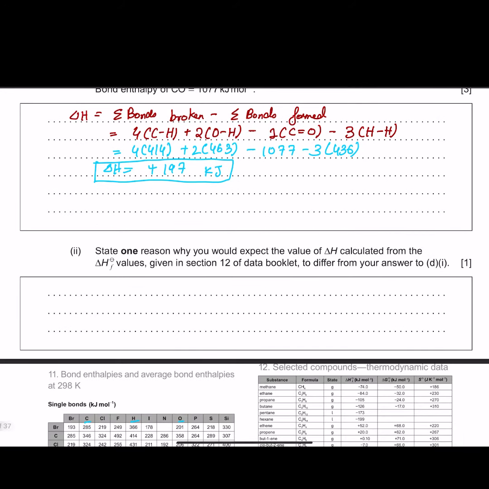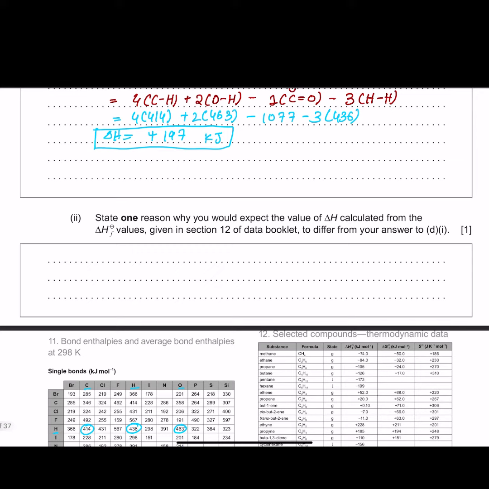Now, the delta H that we have calculated here is actually different from the delta H value that's given in section 12. Why is the answer different? Because the bond enthalpies in section 11 are average bond enthalpies from all the compounds they could possibly find. So that is not specific to a compound; it's an average value. But section 12 gives you specific values of the enthalpies of formation. That's why you will always find a difference. So bond energies are average values and not specific to a compound. That's all about this question.